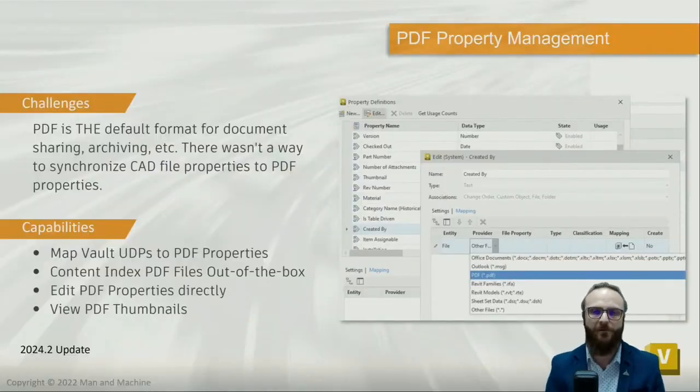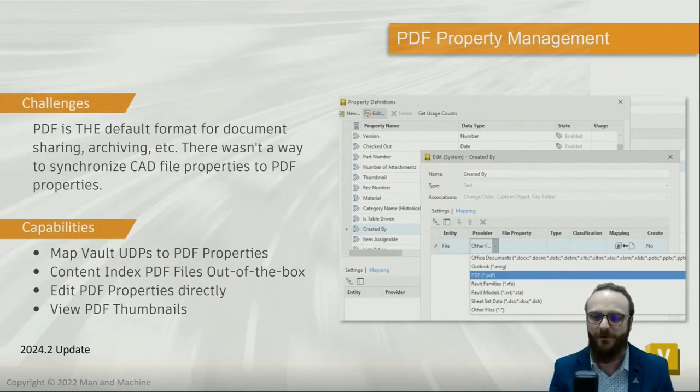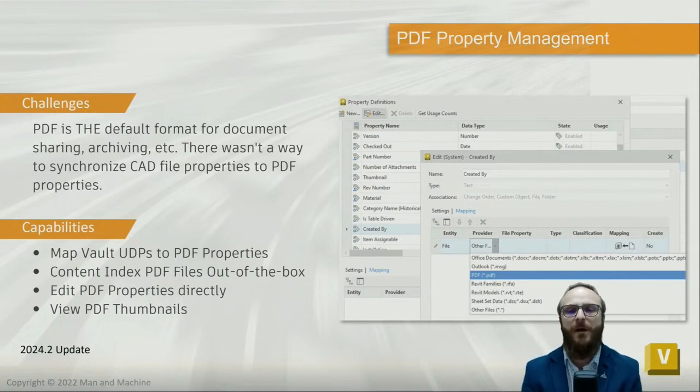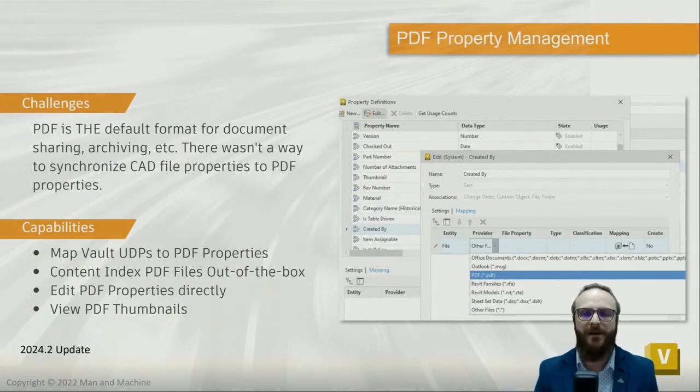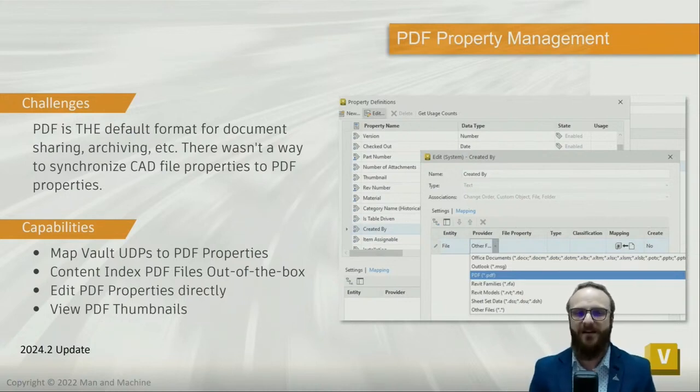Now, the first improvement that we've seen out of the 2025 version so far, actually this one is from 2024.2, so some of these are not necessarily for 2025, but have come in since 2024 was introduced. Keep that in mind. The first one here is PDF property management. Out of the box, we've now got the ability to map different properties to properties inside of a PDF. So we can now use these properties to search and index inside of Vault, so we can keep track of all of these various things.